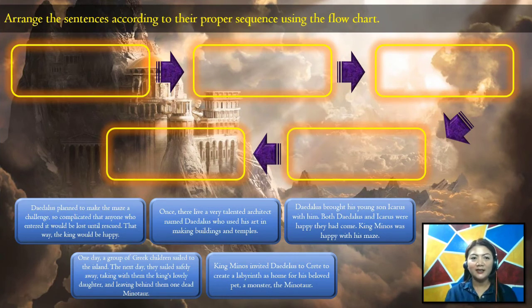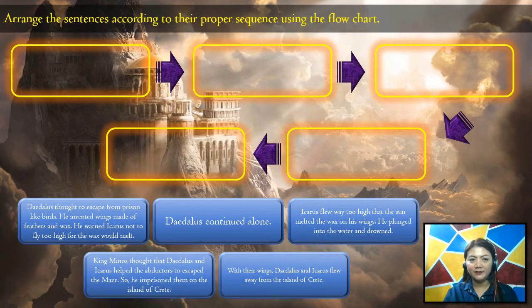Second task. Arrange the sentences according to their proper sequence using the flow chart. Again, the sentences are found under. So this task is also connected with task number 2. So arrange the sentences according to their proper sequence using the flow chart.